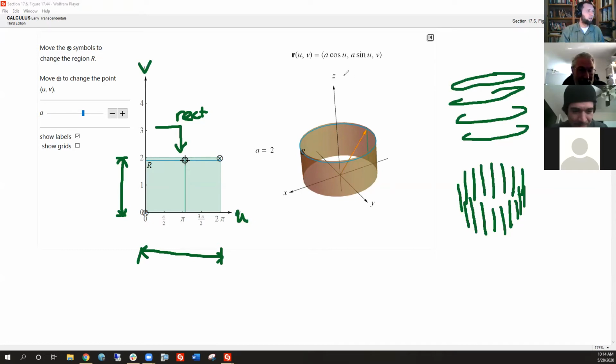The formula here, this is going to shock you. Notice that we have the cosine u, sine u in our x and y component. So this is giving us the circle part. The a's, what are those a's doing?